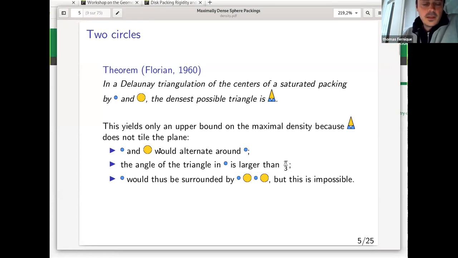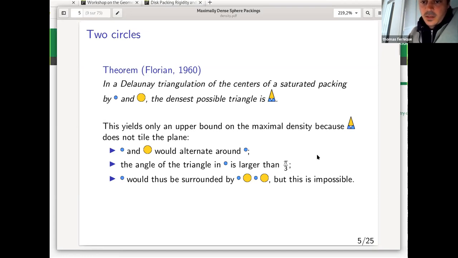So I can give a short argument. If you assume you have only such triangle, then you consider a small disk, a blue disk. There are only such triangles, so the other disks around my blue disk must alternate yellow, blue, yellow, blue, yellow, blue, yellow, blue, and so on. Since the blue disk is smaller than the yellow one, the angle in the blue disk in this triangle is larger than pi over 3.